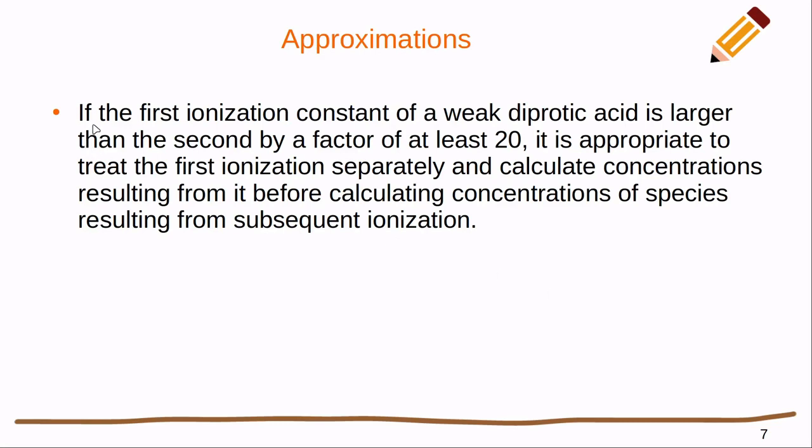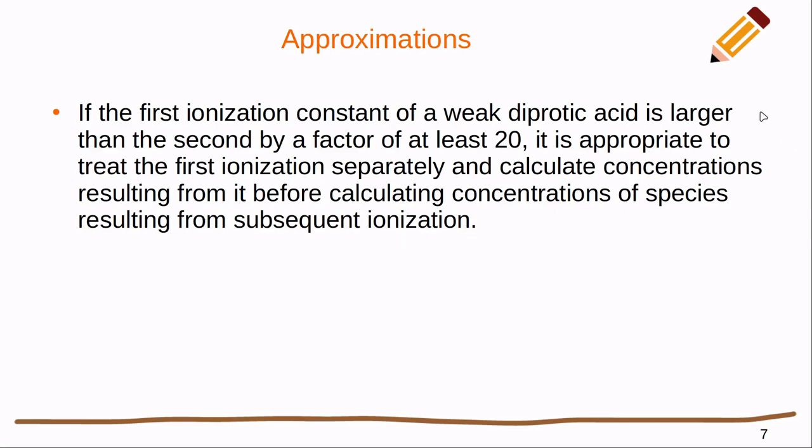Now, this leads us to an important approximation that we can make. If the first ionization constant of a weak diprotic acid is larger than the second by a factor of at least 20, it is appropriate to treat the first ionization separately and calculate the concentrations resulting from it before calculating concentrations of species resulting from subsequent ionization.